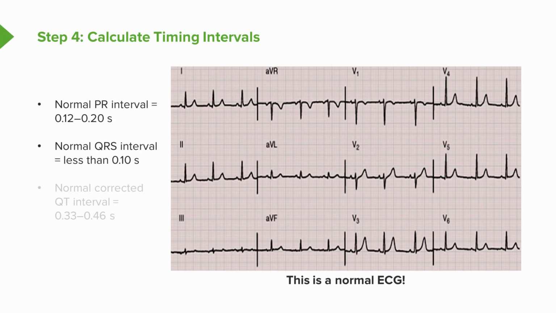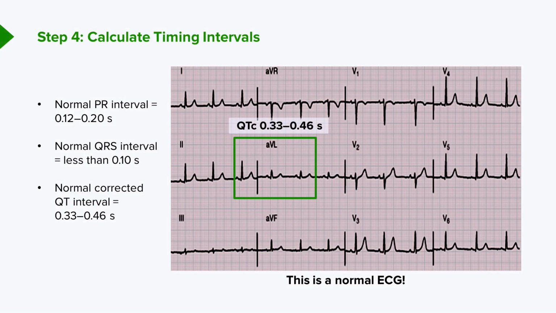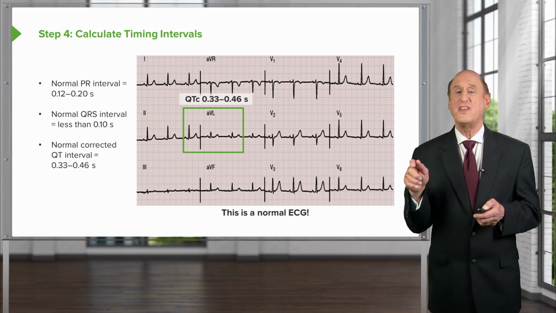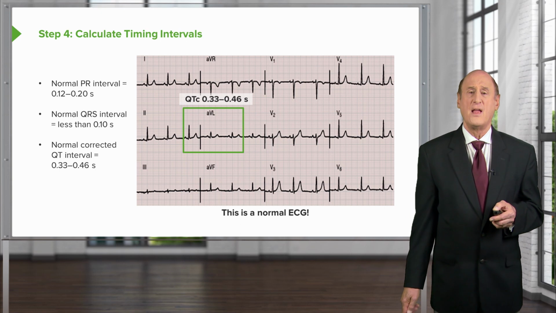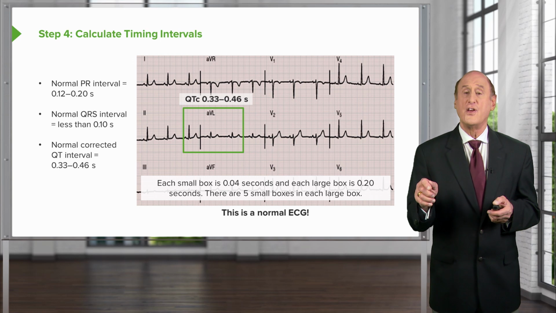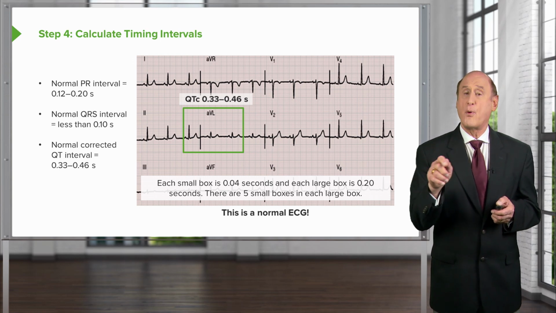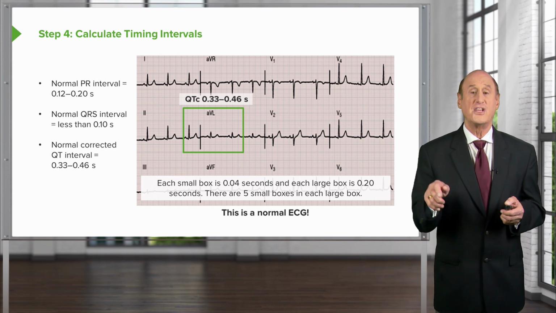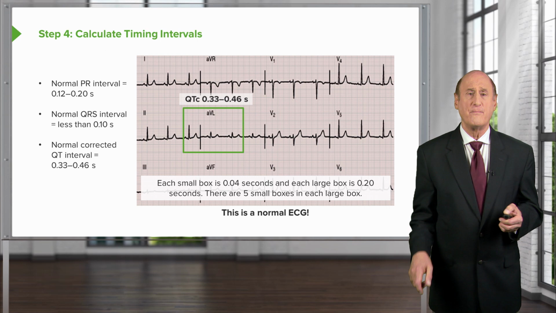The normal QRS interval is less than 0.1. That's 2.5 little boxes. And the normal QT, which is corrected for heart rate in a formula, is somewhere between 0.33 and 0.46 seconds. Remember the QT from the beginning of the Q wave to the end of the T wave. Remember, each small box is 0.04 seconds, so a large box is 5 times 0.04 seconds, or 0.20 seconds, and there are 5 small boxes in each large box, as I've said before.